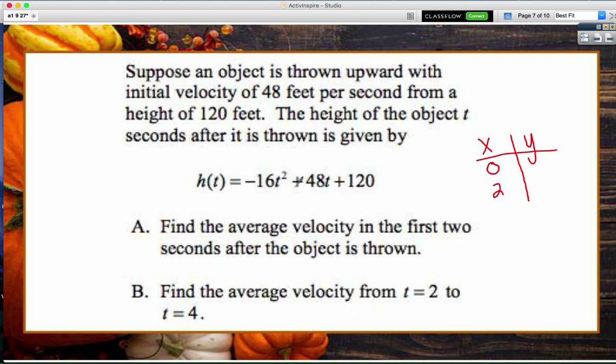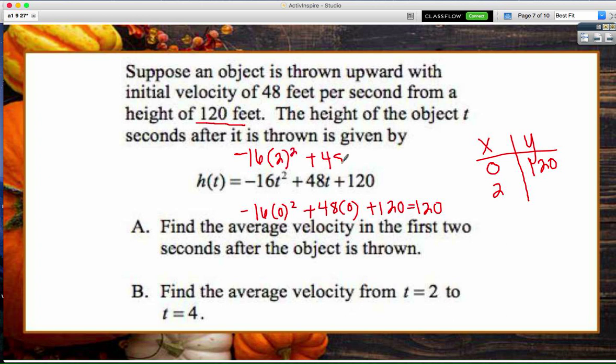Well, really, I could just go back to the problem and recognize what they're saying. What's the original height that it's thrown from? Okay, if I didn't recognize that, I could have plugged in 0 for every variable, and I still would have gotten 120. I still would have gotten that same answer. But now I need to find out what the height is 2 seconds later. So now, negative 16, I'm going to plug in 2 for the time everywhere, for t, so that we can find out what the height is 2 seconds later.